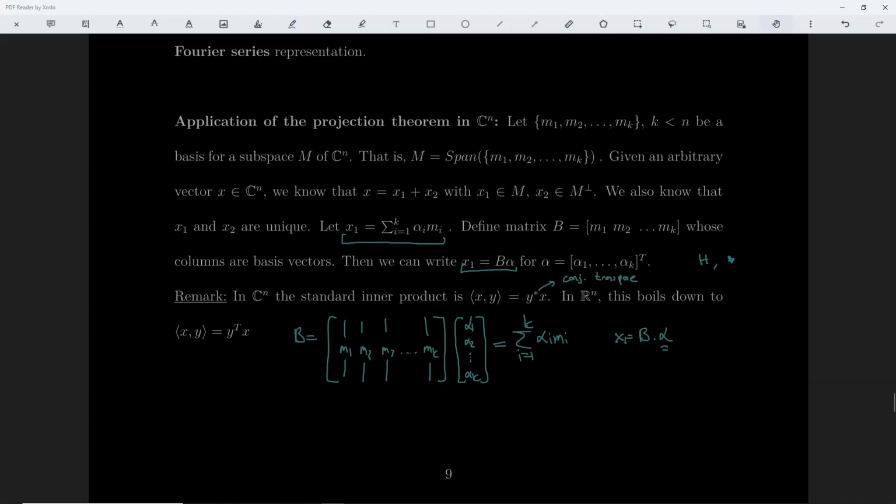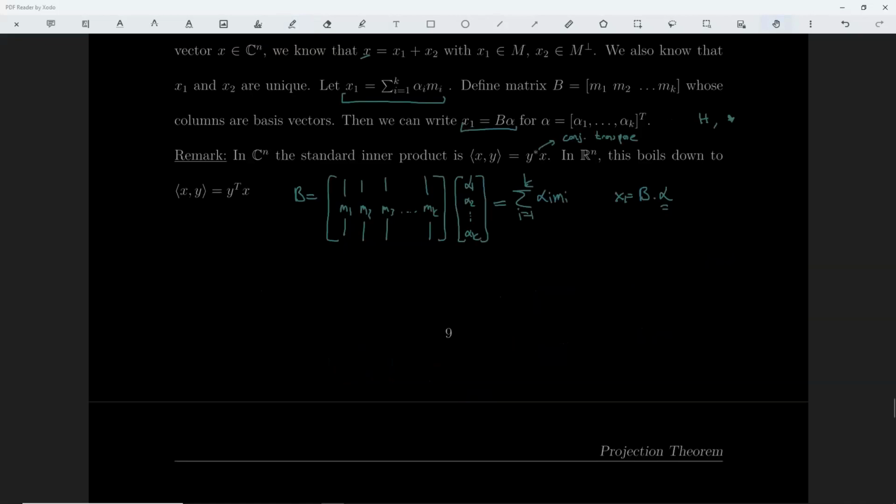because the conjugate of real vectors will be equal to themselves. All right, so we were given x and we were looking for this x1, which is in this form of B times alpha. And what we will exploit is basically the projection theorem, which states that the error is perpendicular to the subspace.